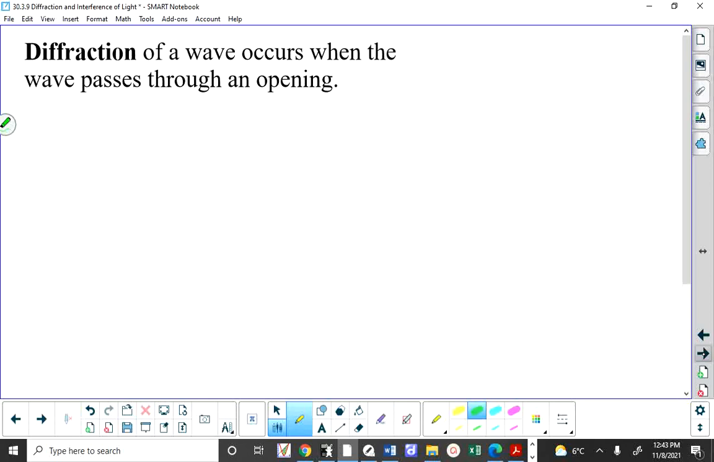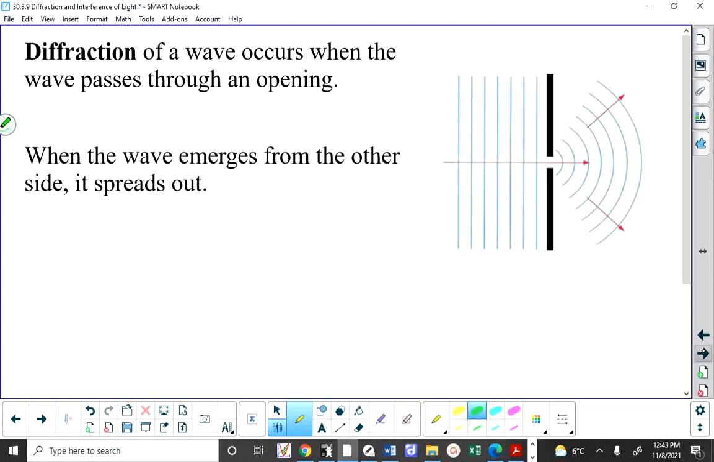If you're standing here, you hear me quite loudly, but if you're standing over here, you don't hear me as loudly. You might be just as close. Not all of the wave energy makes it over on that side. So when the waves leave and go through that opening on the other side, they spread out. These red lines, by the way, are called wave rays, and the bluish lines are called wave fronts.